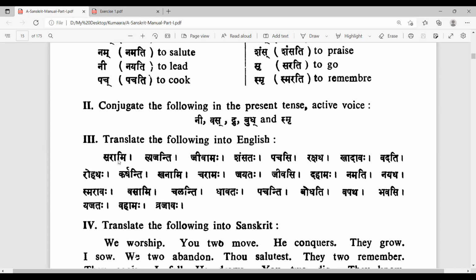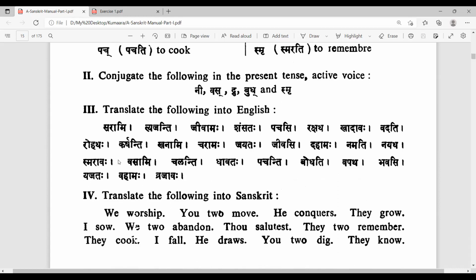Tyajanti. I said Sociology, Kameshwari, Sumati. Okay. Tyajanti, to abandon. So they abandon. Plural. They abandon. Yes. Jivamaha, it's Uttama Purusha Bahuvachana, so it will be we live. Okay. Sociology, next one. Shamsataha, to praise. Shams is to praise. Shamsataha is? Praise.